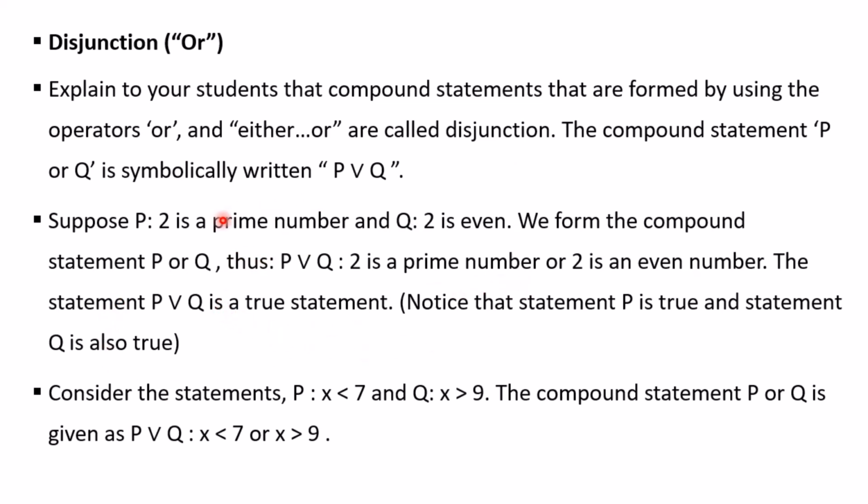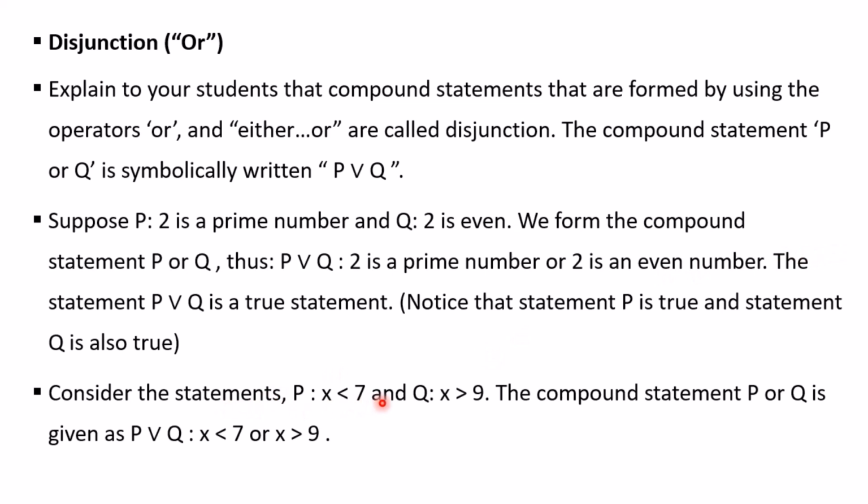So suppose our P statement is "2 is a prime number" and Q is "2 is even". We form the compound statement by saying P or Q. In this case, the statement P or Q is a true statement. Look at it: P, 2 is a prime number, and Q, 2 is even. In this case, both statements are true. So therefore, it's a true statement.